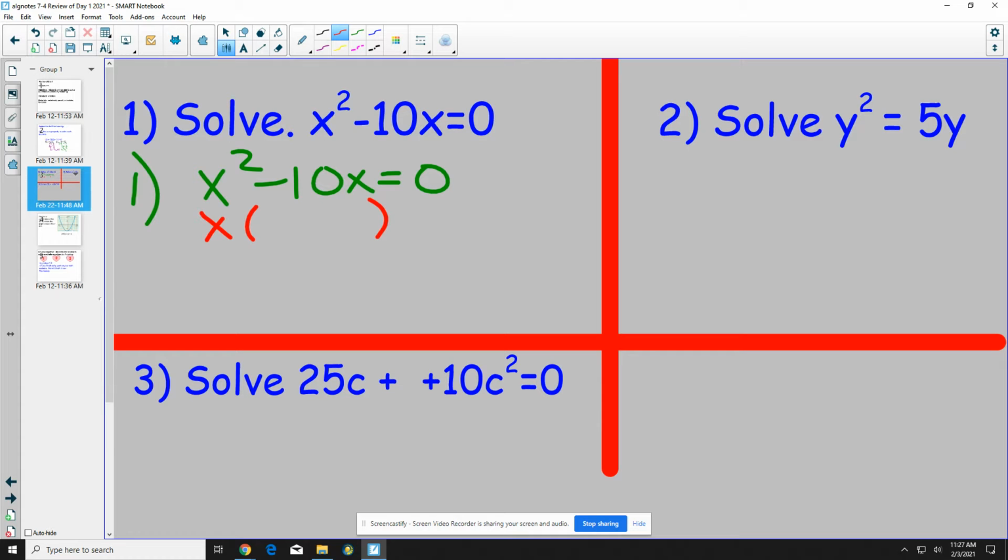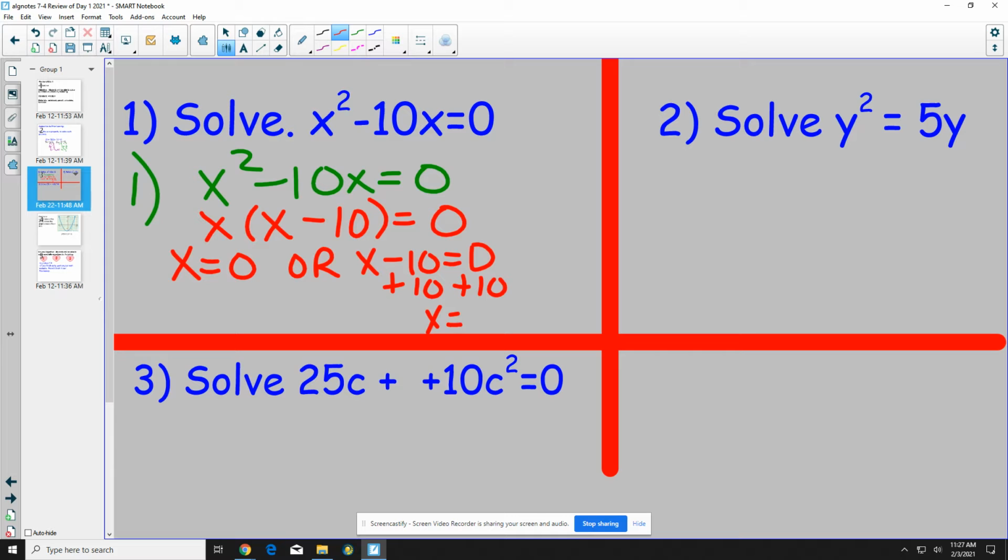And then in parentheses, I would ask myself, what do I multiply by x to get x squared? That would be x. What do I multiply by x to get negative 10x? That would be a negative 10. And that equals 0. Okay. Now I know if I multiply these and I get 0, either x equals 0 or x minus 10 equals 0. So what I'm going to do is solve the second equation by adding 10, and that would give me a solution of x equals 10. So x would equal 0 or x would equal 10.